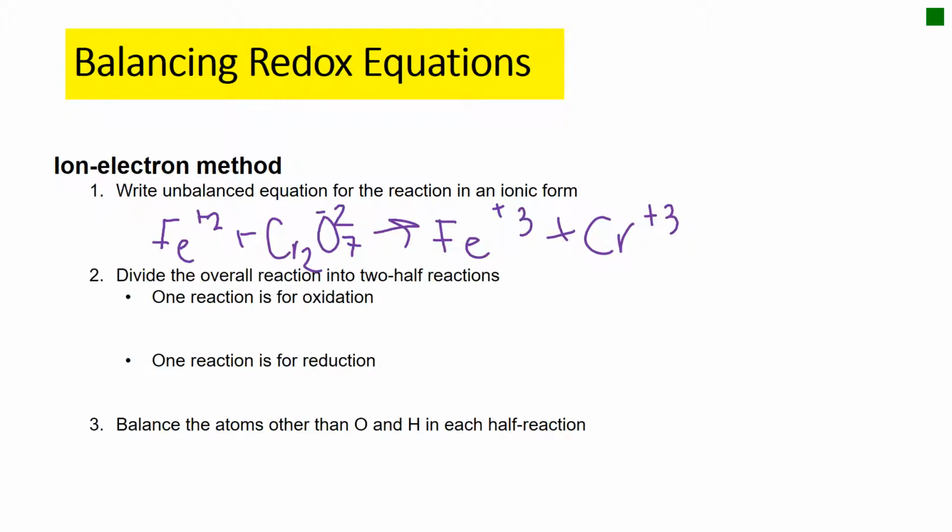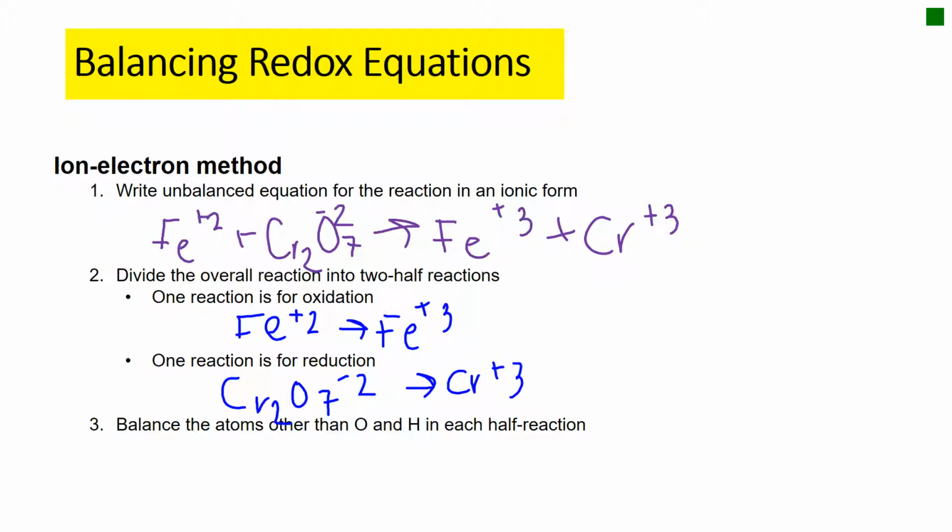Our second step is to divide the overall reaction into two half reactions, where one reaction is going to be oxidation and the other one is going to be for the reduction. So our oxidation is going to be the following. And the reduction reaction is the one that I'm writing right here.